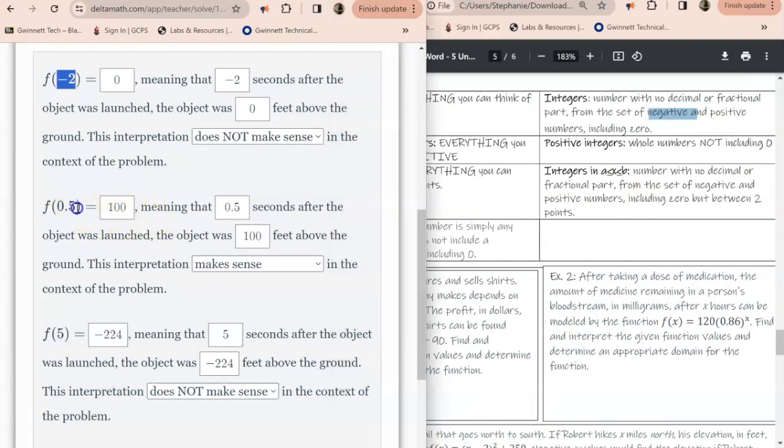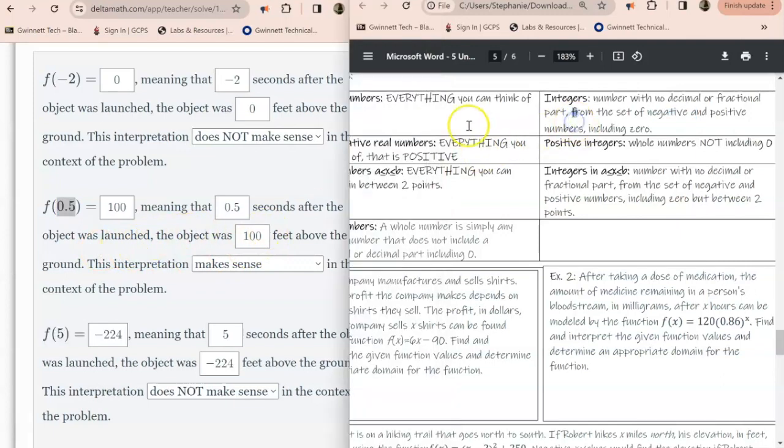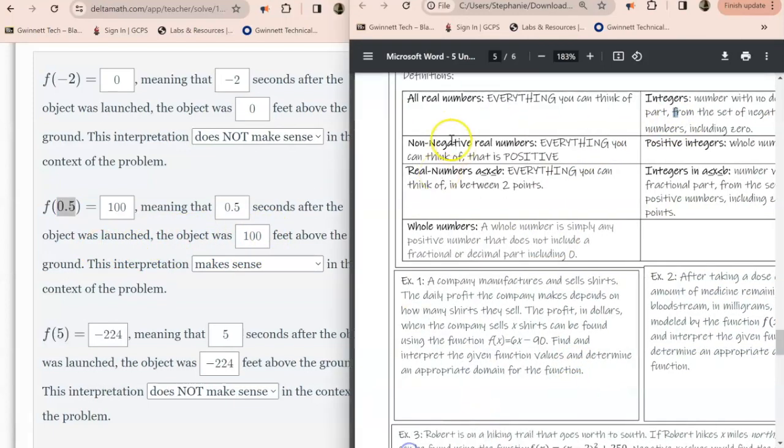All right, now we're looking at this one. Can I have 0.5 seconds that we talked about? We could. So I'm not looking at whole numbers or integers now. So let's look at our definitions again. So we got rid of that. Everything you can think of that's positive, maybe. Real numbers between only 2 points, maybe. We're going to leave that alone. Whole number, any positive numbers not including a fractional or decimal part. So no, this is gone.